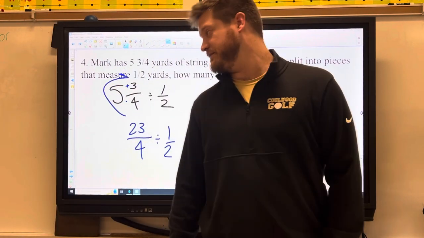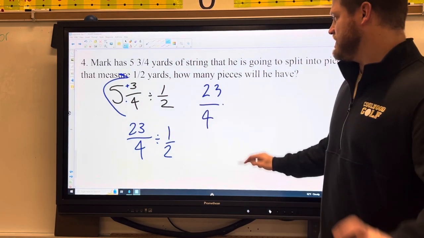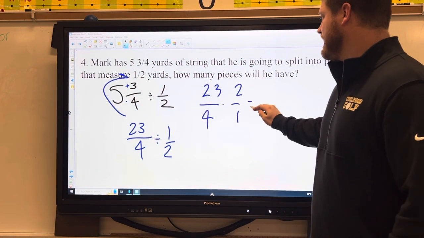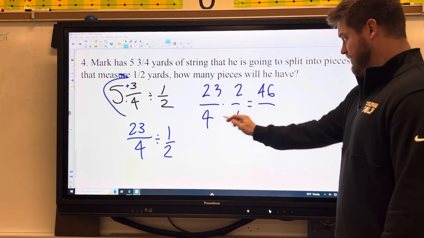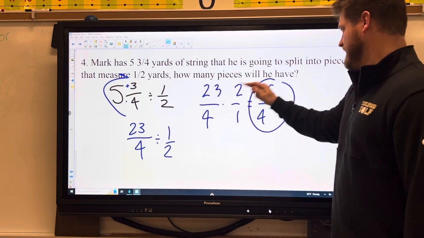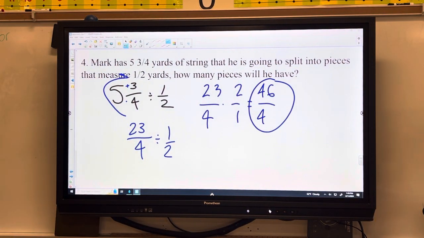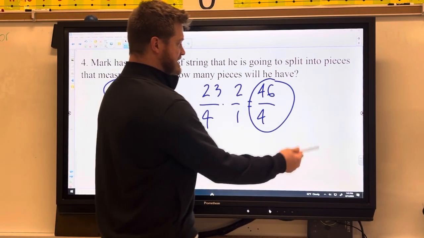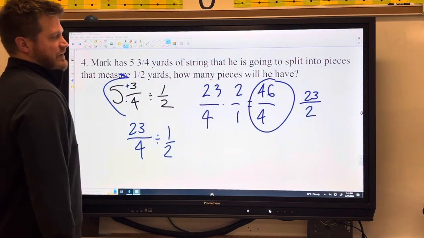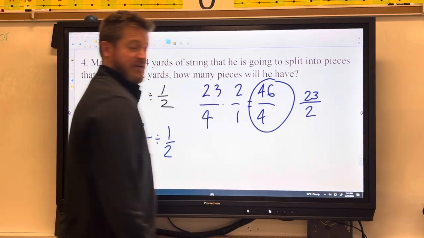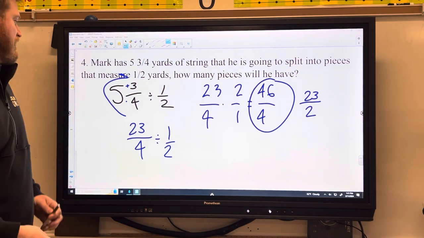Now we can keep, change, flip it. Keep the first number, change division to multiplication. 1 over 2 flips to 2 over 1. And there we have it, going straight across. 23 times 2 is 46. 4 times 1 is 4. For today, it's fine if you just want to leave it as an improper fraction. If you then reduce this, it would be 23 halves, which then would reduce to 11 and 1/2. So any one of those answers are correct. If you got 4, give yourself a big old pat on the back.